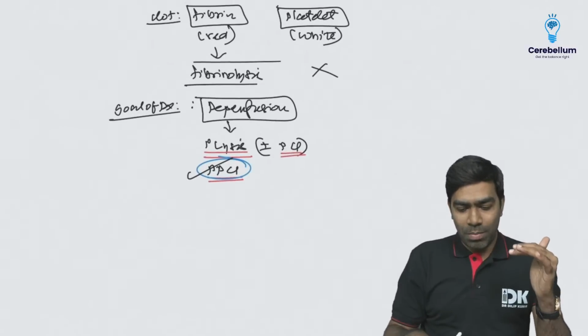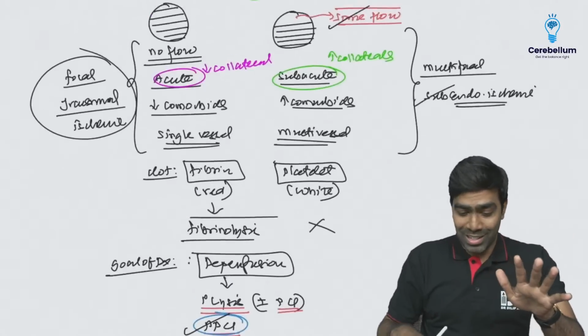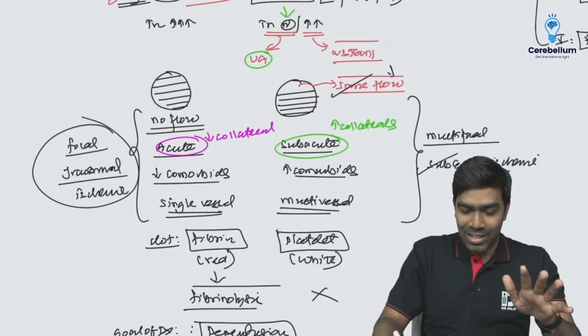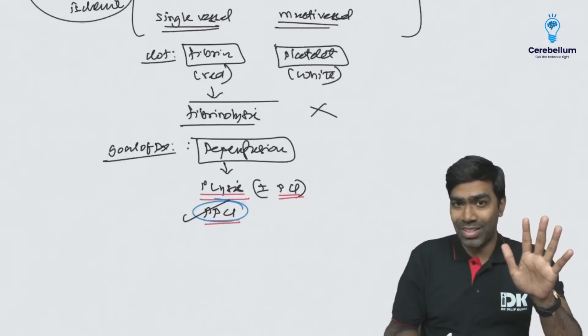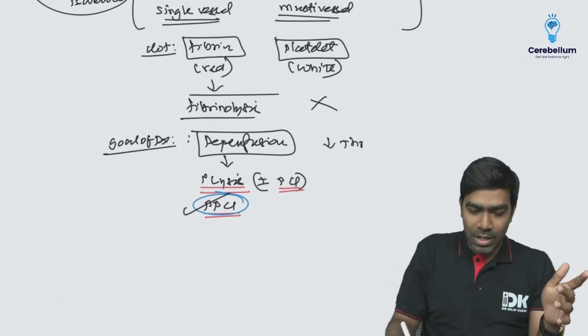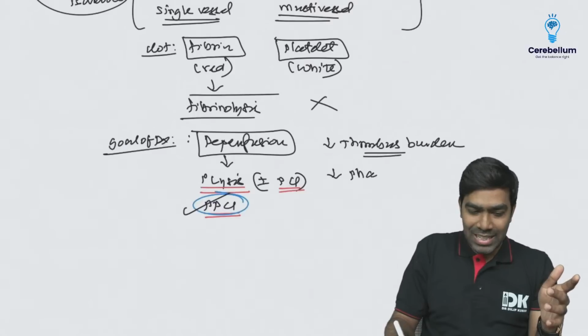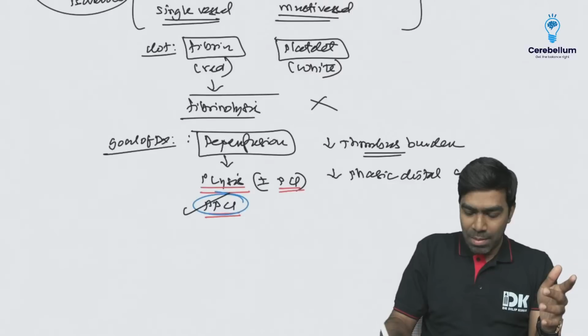And what about NSTEMI, unstable angina? In NSTEMI, unstable angina, the goal is not reperfusion. There is already some flow that is still there. So the goal is not really reperfusion. In NSTEMI, unstable angina, the goal is to reduce the thrombus burden, and to reduce the phasic distal embolization.